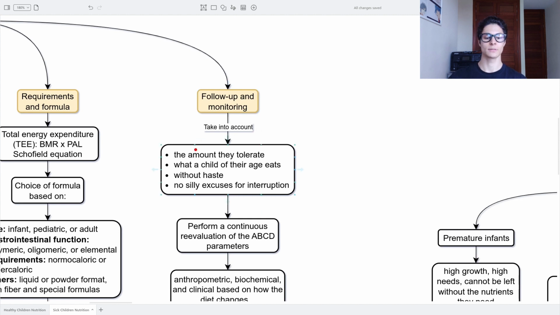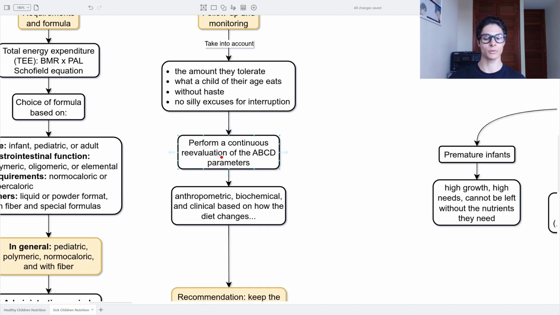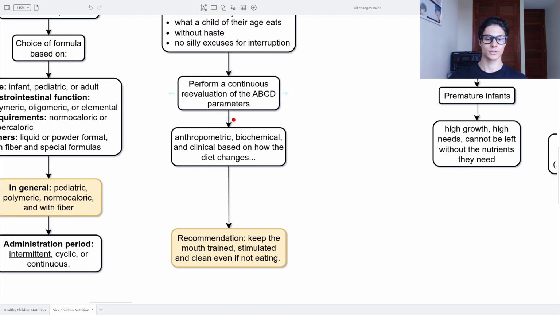We have to take in account the amount of food they tolerate, as well as what a child of their age usually eats. We do not provide this enteral nutrition with haste. We have to go bit by bit, and we must avoid silly excuses for the interruption, because we are not going to have enough time to actually evaluate the treatment. We have to perform a continuous reevaluation of the ABCD parameters. So anthropometric, biochemical, and clinical, based on how the diet changes. So how the ABC will change when we modify the diet.